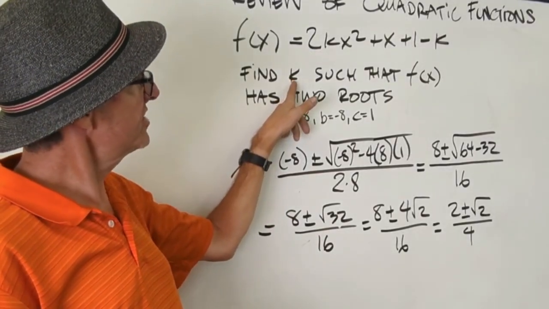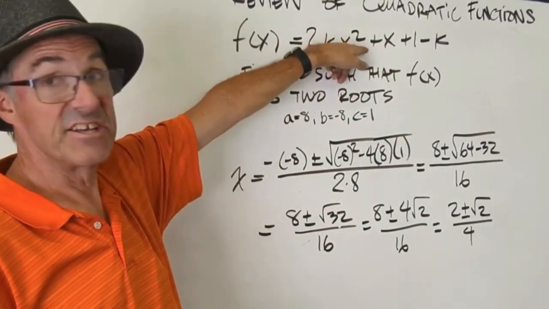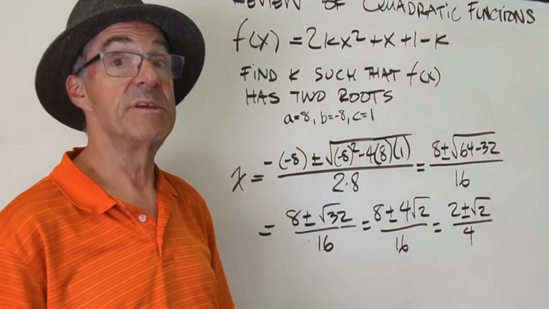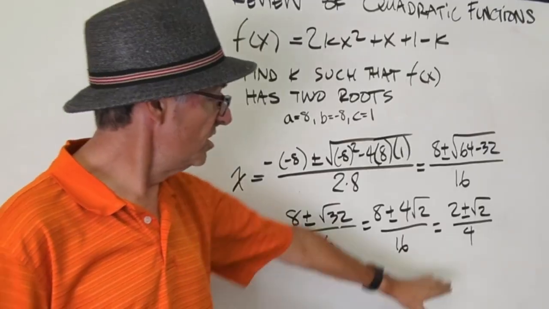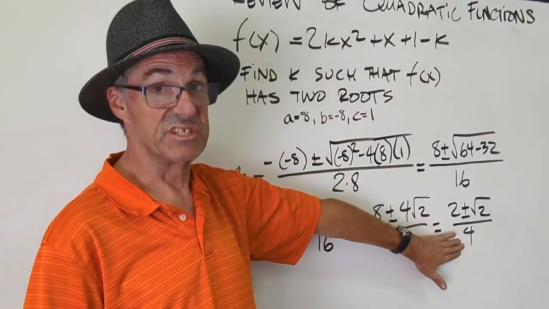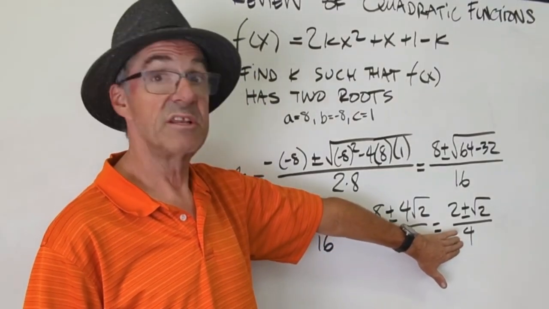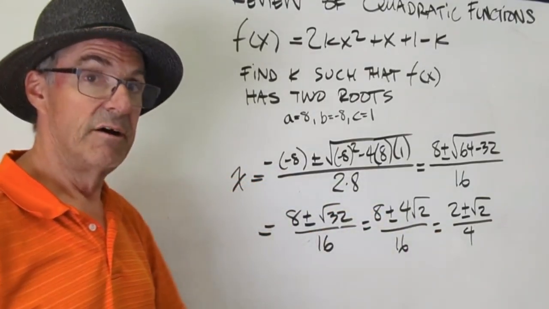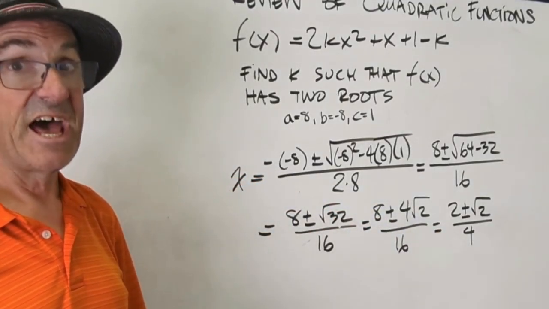Find k such that f of x has 2 roots. And remember, we decided that that meant the discriminant has to be positive, or greater than 0. We found our solutions that make it 0. So now we just need to interpret this result to answer the question. So go ahead, pause the video, take that last step.